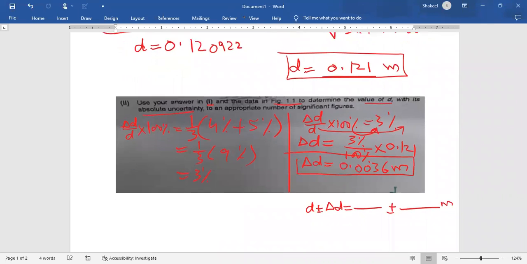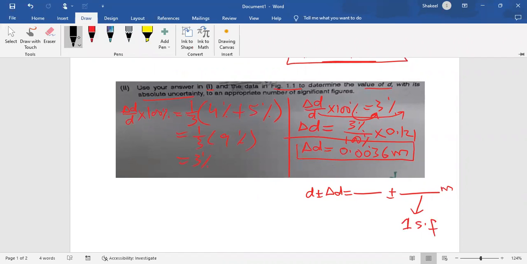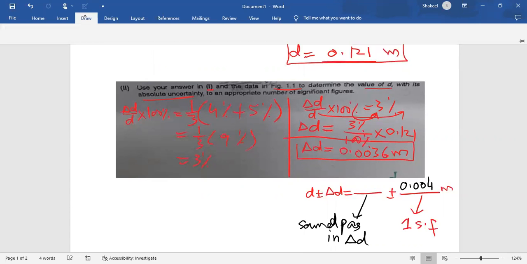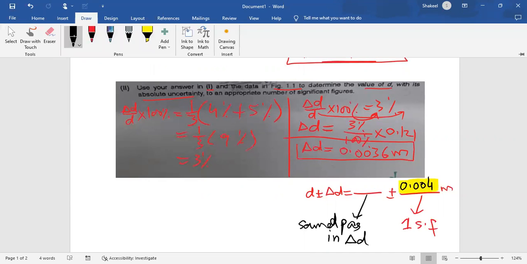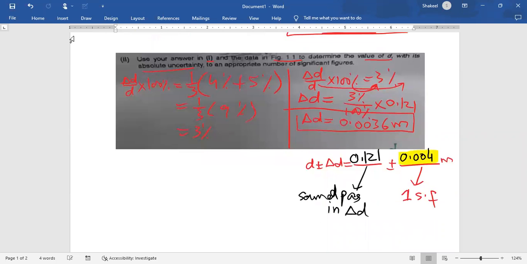Now, we have to write delta D, and it is always written in one significant figure. So you have to round that off. So it is 0.004, because you always have to write uncertainty in one significant figure. And then the measured value should have the same decimal places as the absolute uncertainty. In the absolute uncertainty, how many decimal places are there? Three decimal places. So you write your answer up to three decimal places, 0.121. So that's all, you got your answer.